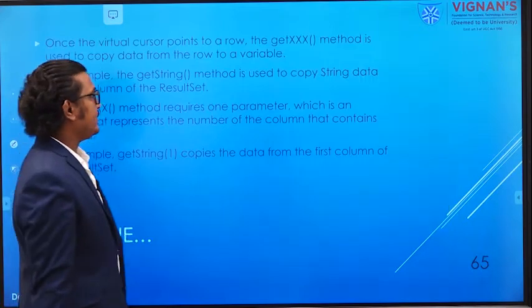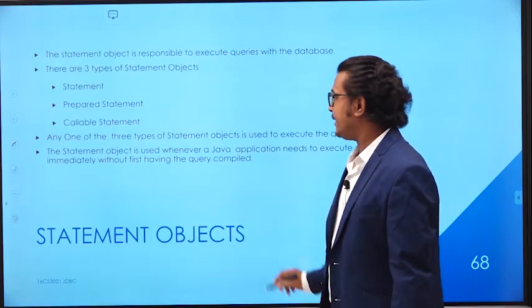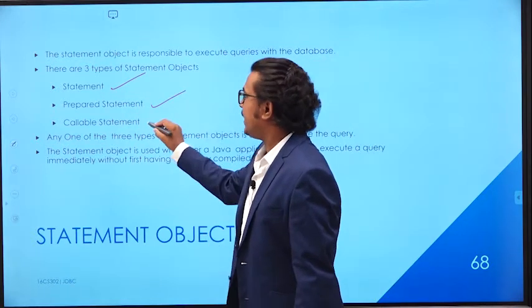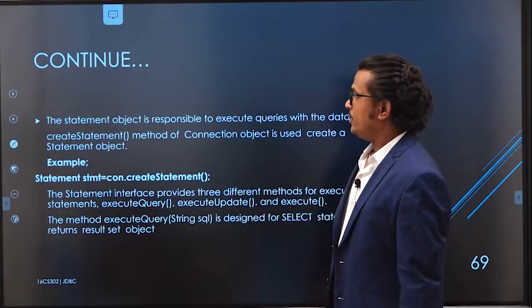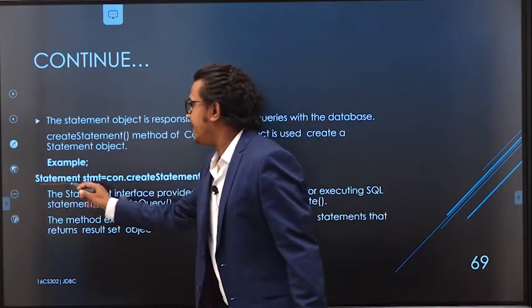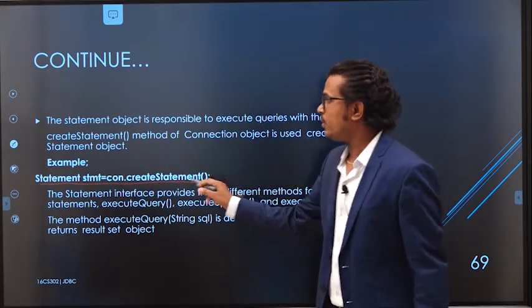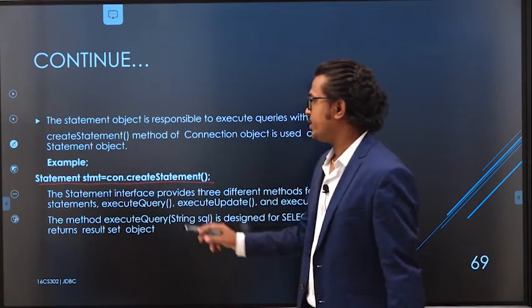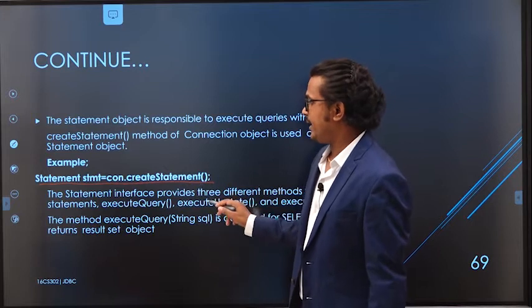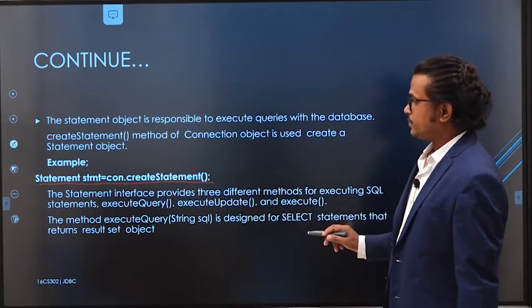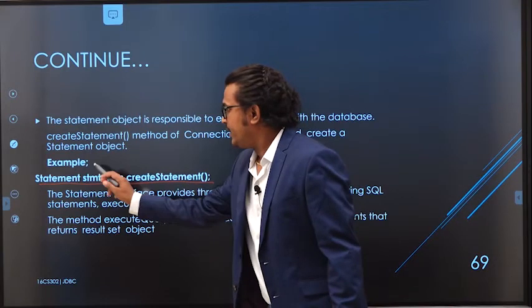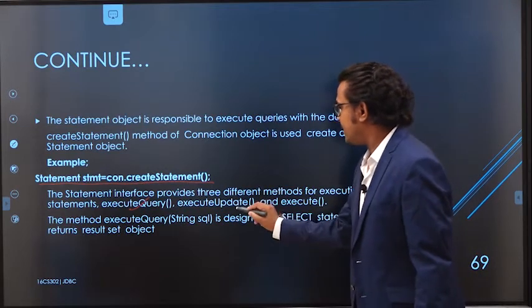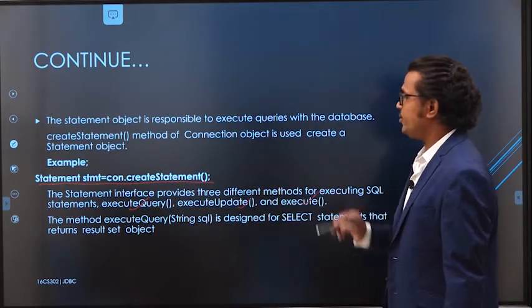Clear? Next we'll see that there are three types of statements. First one is a statement object, second one is a prepared statement, and third one is a callable statement. Okay, this is the syntax for creating a statement object in your program. First we have to write Statement st equal to con, which is your connection, dot createStatement. Next, you can use any execute method: execute query, execute update, or execute.